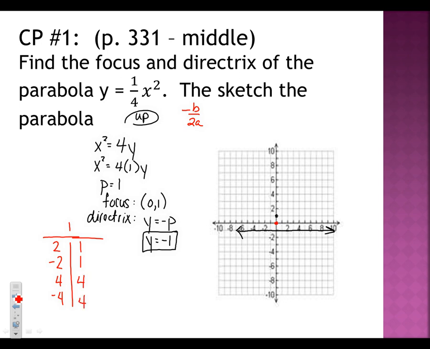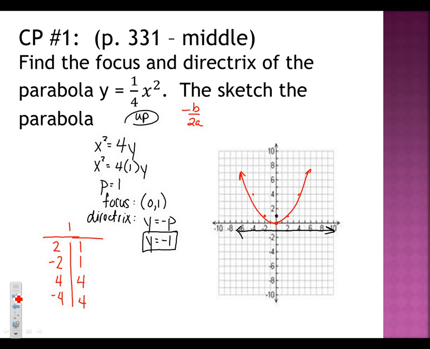So I'm going to get 4s for both of them. So (2, 1) and (-2, 1). And (4, 4) and (-4, 4) are a couple more points for our parabola.